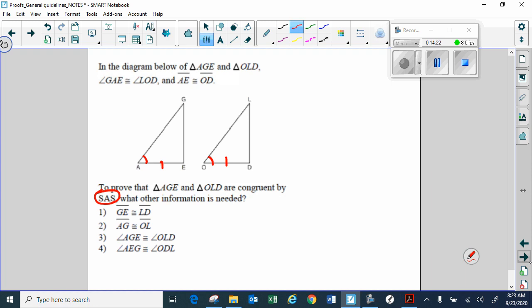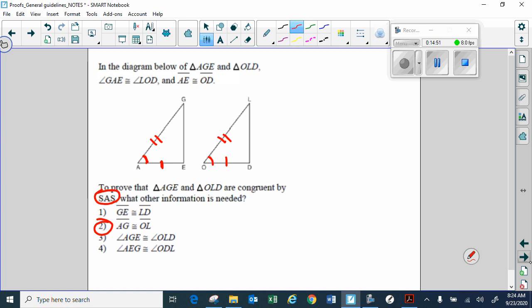Well, where's that other S? I have A and S, so if I put the A there, that'd be ASA. They don't want ASA, so we don't want that angle because that would be ASA. They want SAS, so S, A, S right there. So we need those two segments to be congruent. So where do we see that? Segment AG is congruent to OL right there.